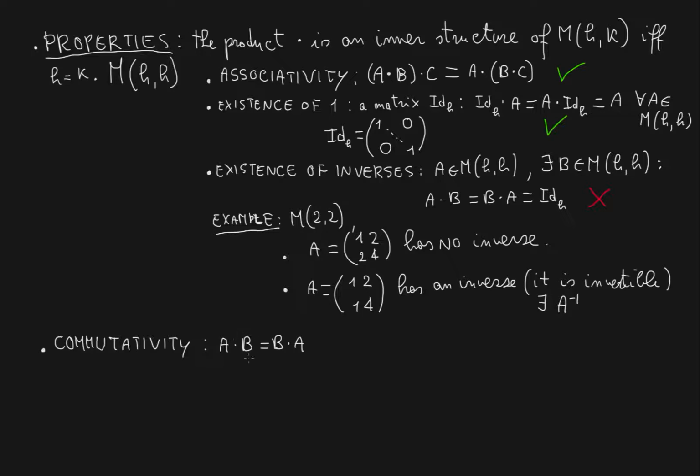In general, if we are not restricting ourselves to MHH, A times B might exist, but B times A might not even exist. Now, if we restrict ourselves to MHH, as we said before, both of these matrices exist, A times B and B times A. So it is legitimate to ask whether these two matrices are equal, and in general, this is not the case. So this property fails as well.